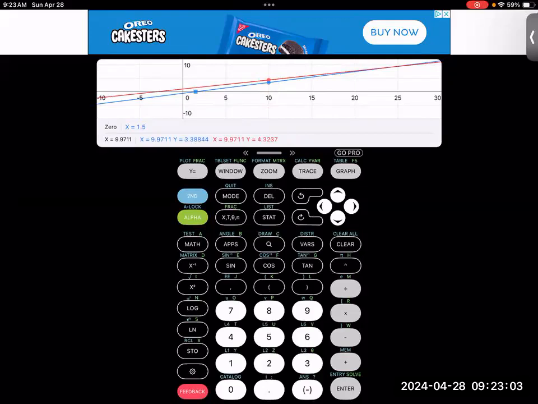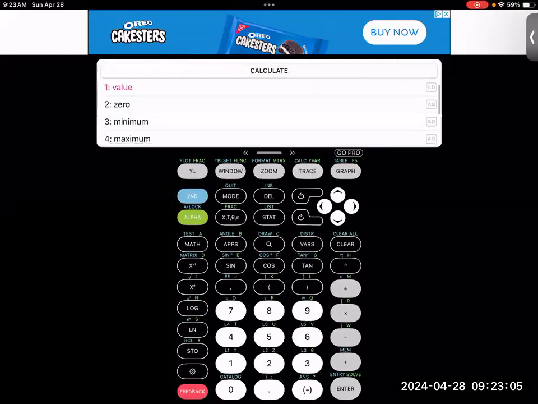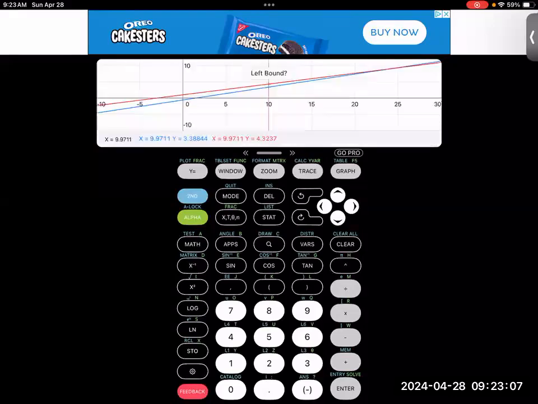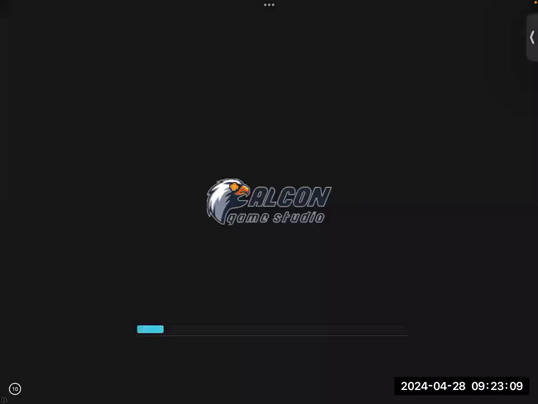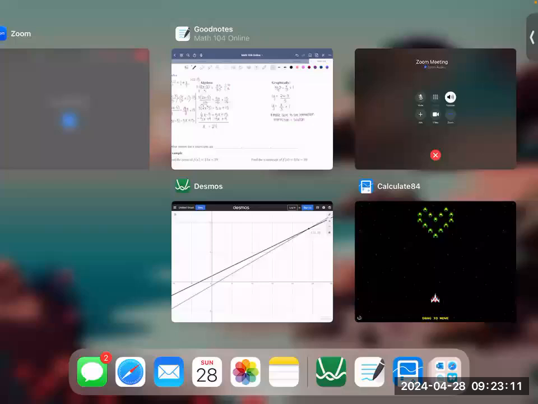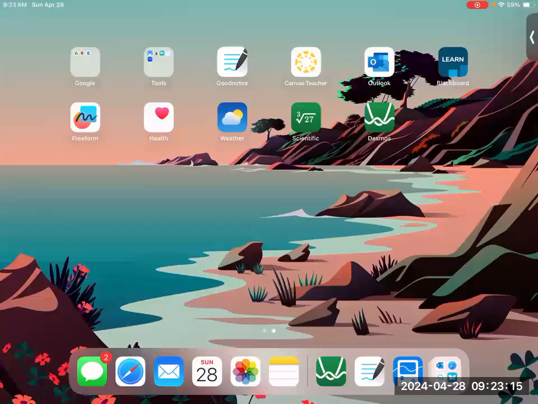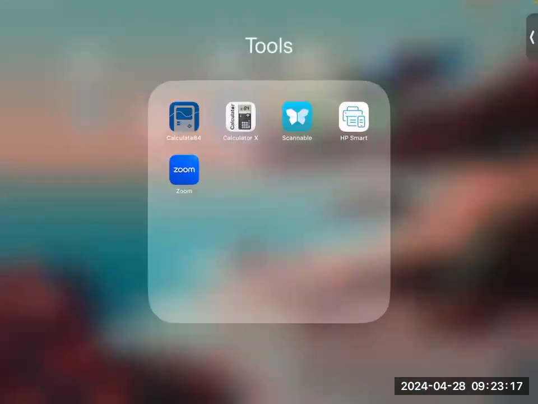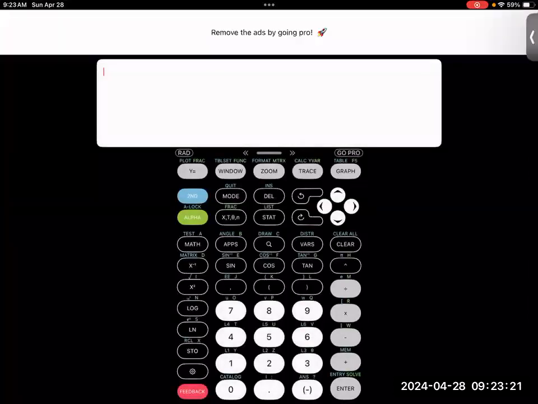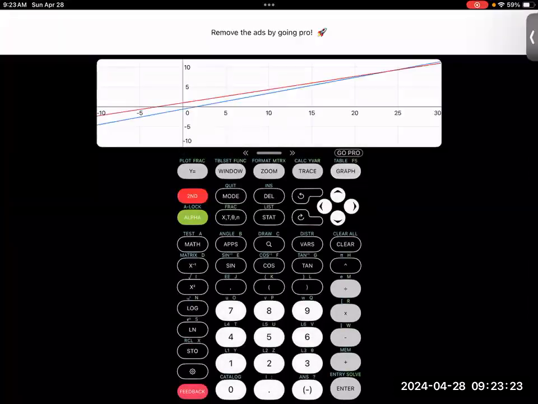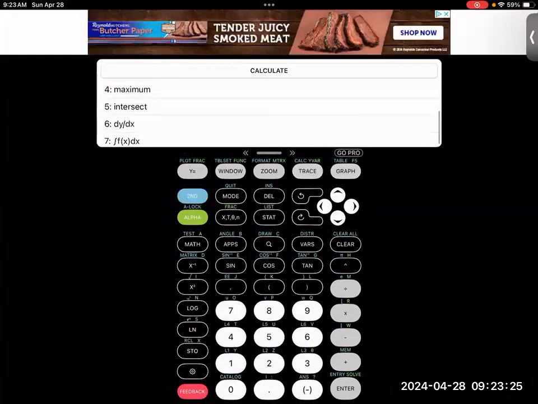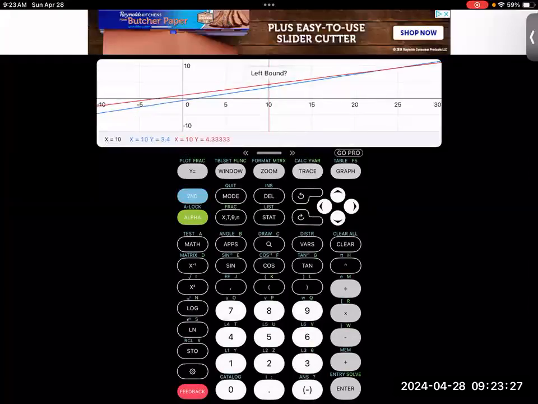So let's go ahead and hit second trace all the way down to intersect. Oh, this is why I'm going out of this app and more onto Desmos. It just annoys me so much. Second trace, intersect. Now it says left bound.